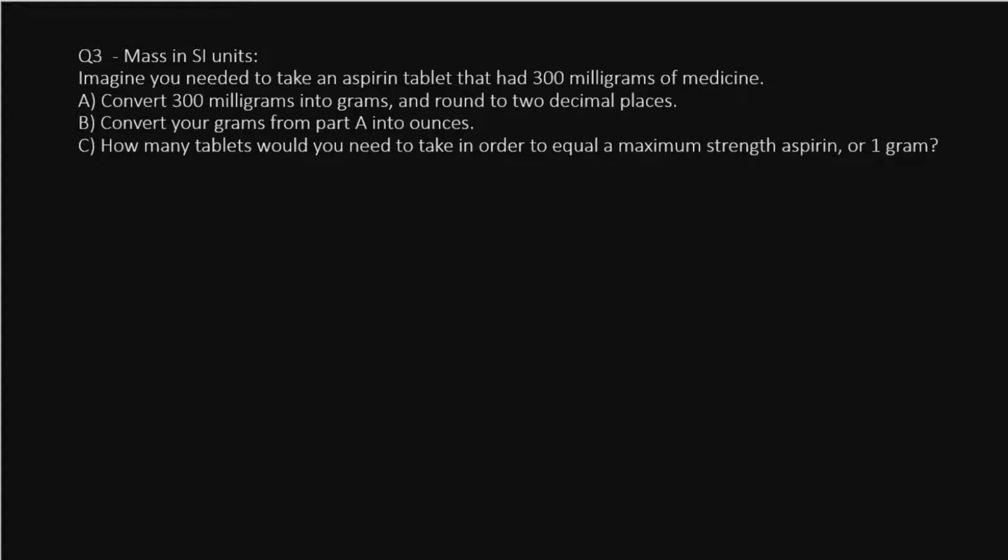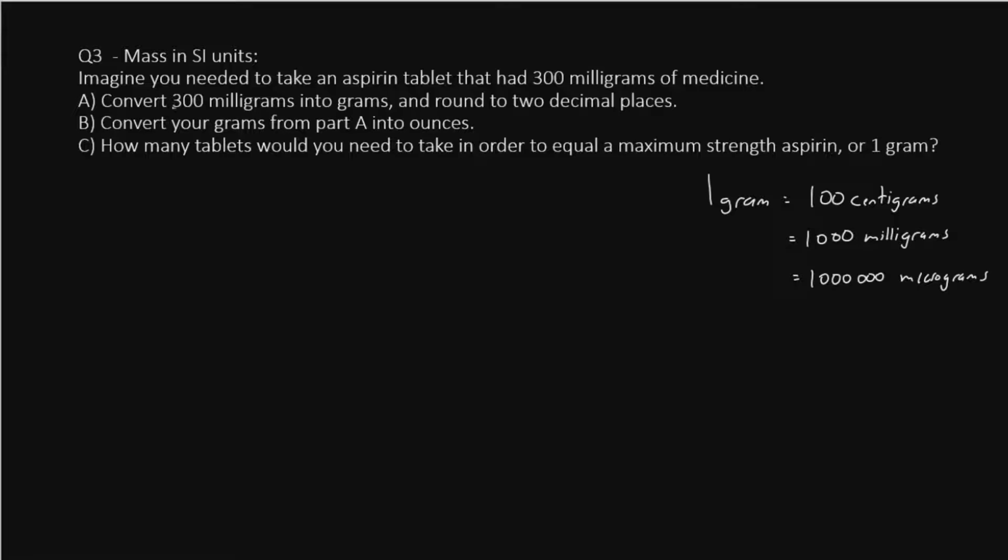Let's review our SI conversions first. In the SI system, 1 gram is the same thing as 100 centigrams. That's also the same as 1,000 milligrams, and also the same as 1,000,000 micrograms.